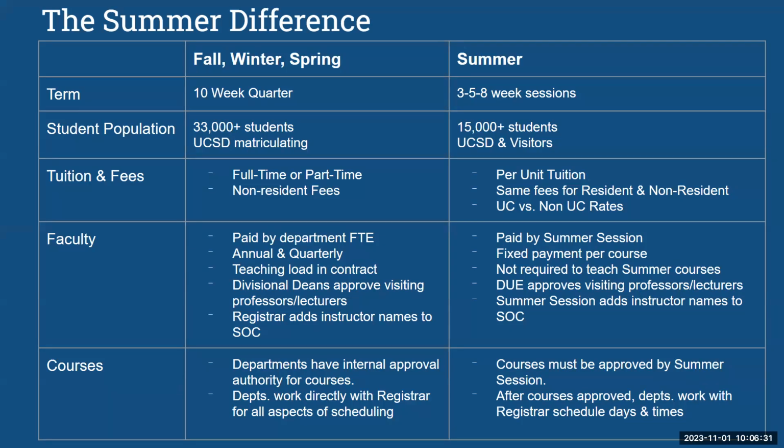The tuition and fees, where there's full-time status and part-time status during the academic year, and there are extra fees for non-resident students. But in summer, it's a per unit tuition. There's no extra charge for non-resident students. So it's the same per unit charge for residents and non-residents. There is a cheaper fee for UC students versus like a visitor from another university. So the per unit charge is a little bit different amount depending on if they're a UC student or not.